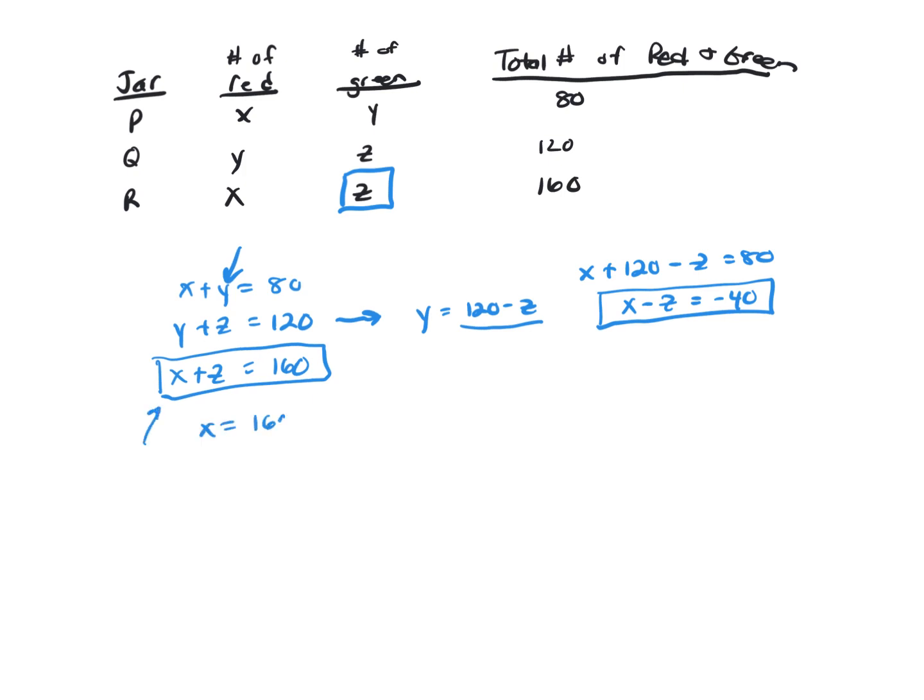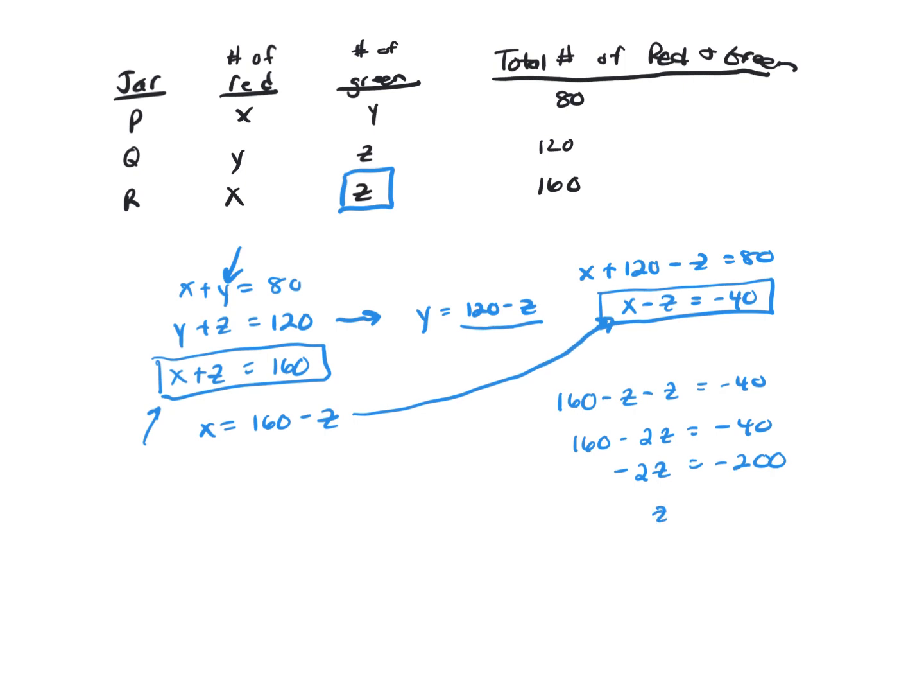X is 160 minus Z. And let's substitute that expression in right there for X. So 160 minus Z minus Z equals negative 40. That's 160 minus 2Z equals negative 40. That's negative 2Z equals, subtract 160 from both sides. That will give you negative 200.